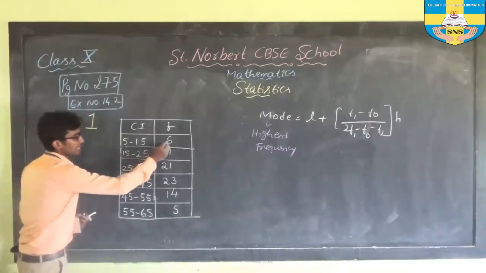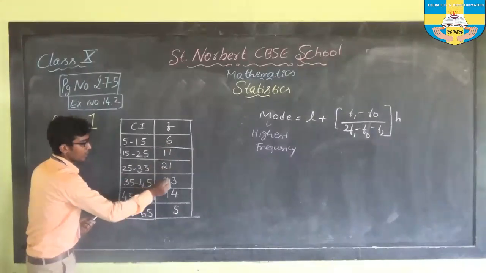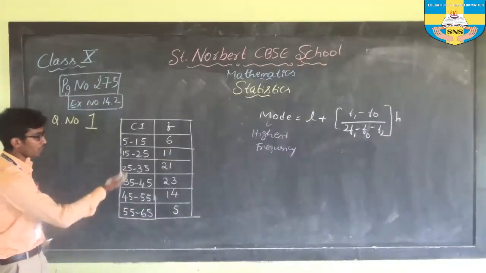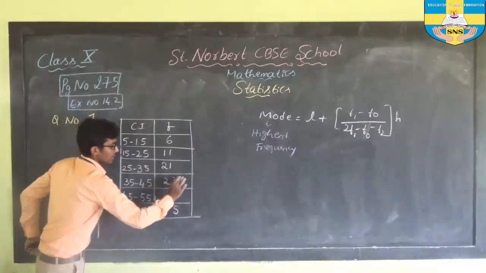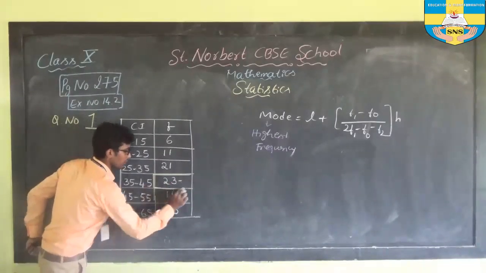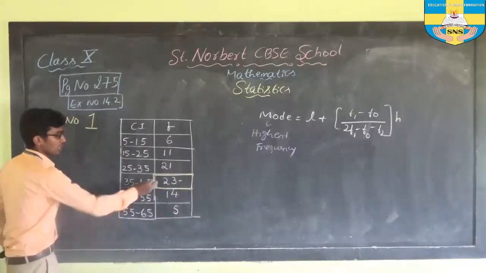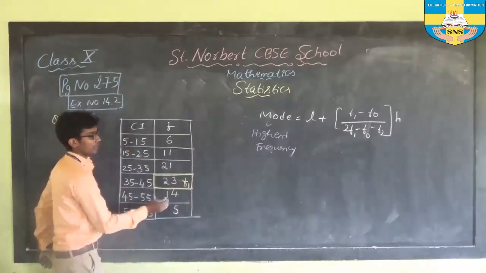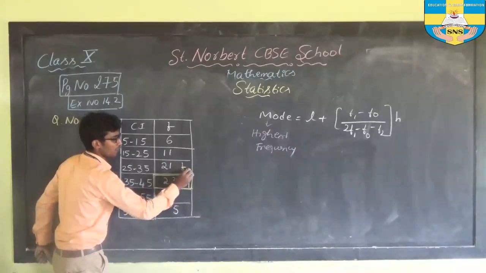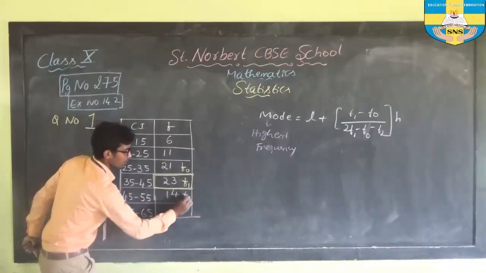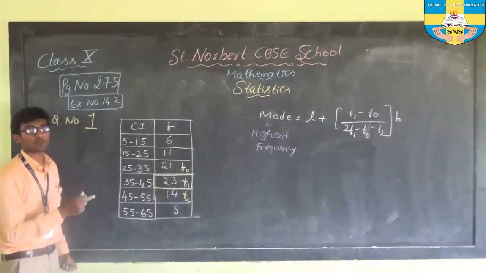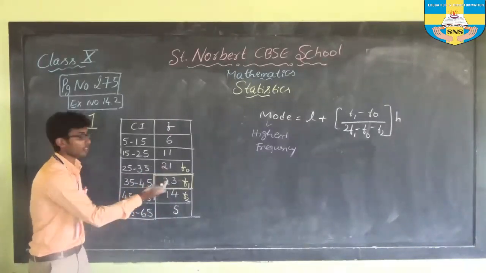Now look at this: 6, 11, 21, 23, 14 and 5. Which is the highest here? If you look at this, you can say that 23 is the highest. If 23 is the highest, this is nothing but F1. The previous one is F0. The next one will be F2. Look at this: 0, 1, 2. Don't make this mistake, don't interchange the F.